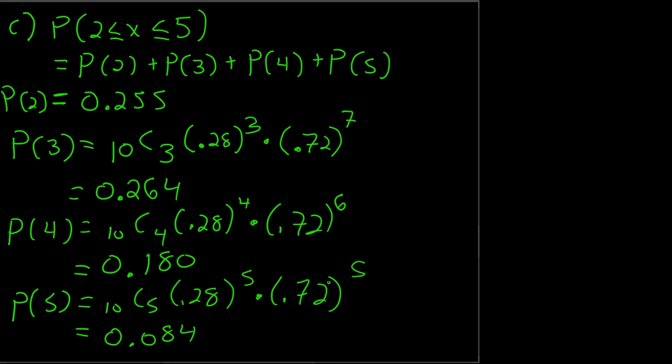0.084. And so if I sum up these probabilities, 0.255 plus 0.264 plus 0.180 plus 0.084, I get 0.783. And that works out the probabilities for this binomial distribution.